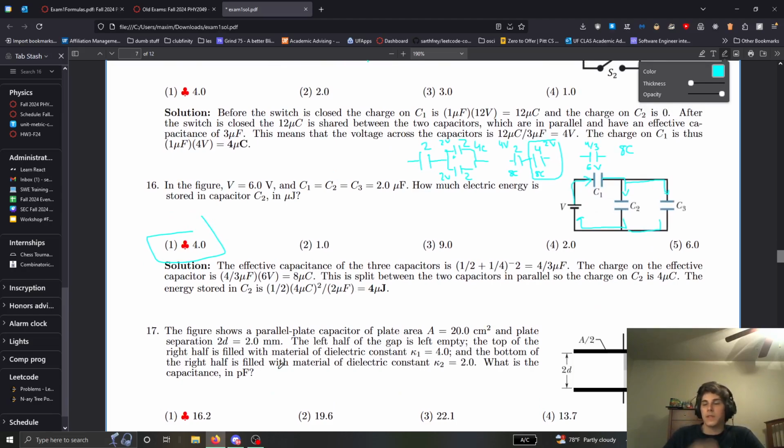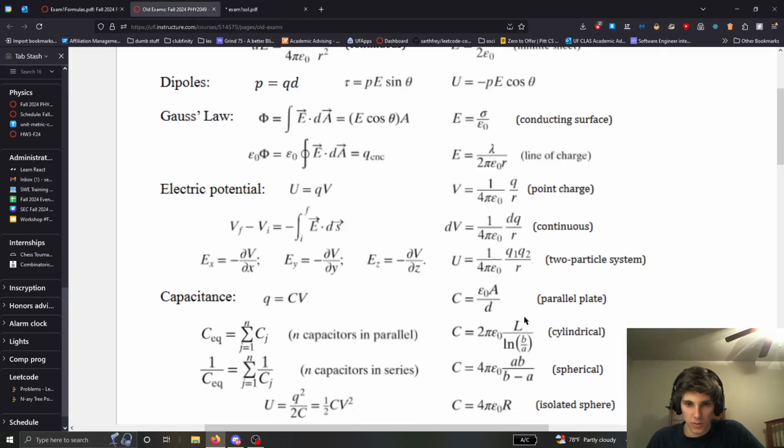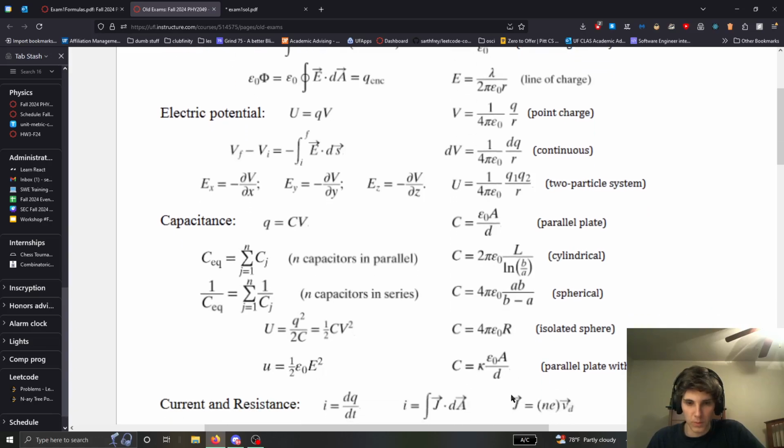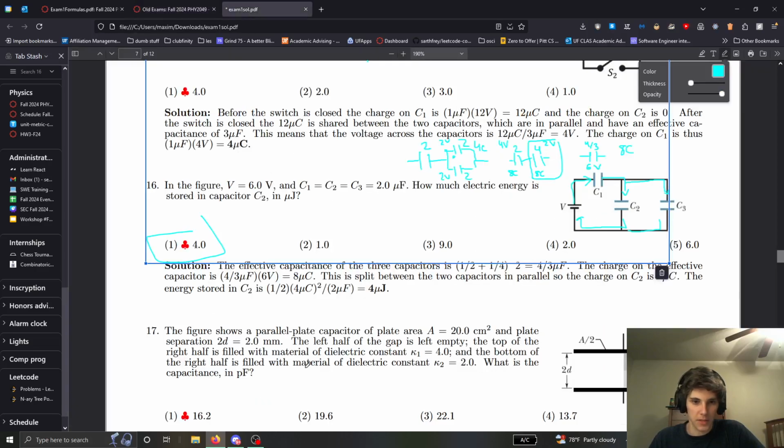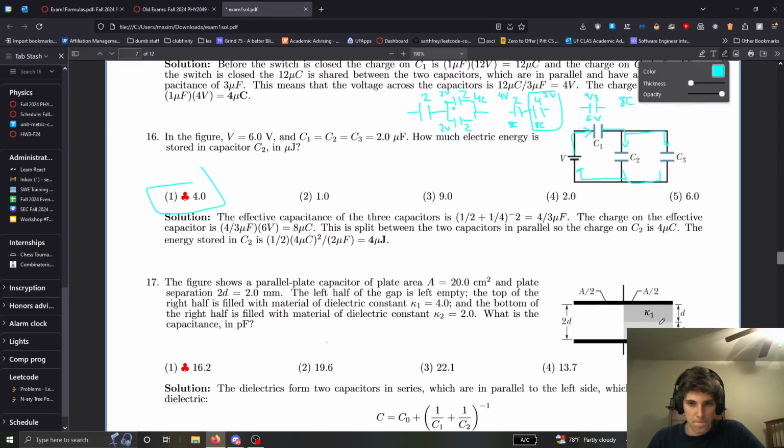Okay, parallel plate capacitor. This is very similar. It's just you treat it like one of these. The thing is, you just want to use this formula. Capacitance is equal to K epsilon 0 A over D. You want to calculate each of these capacitances individually and sum them up using these rules.